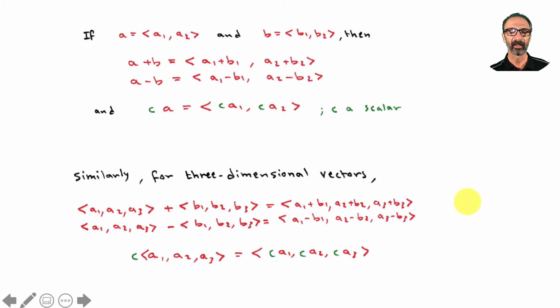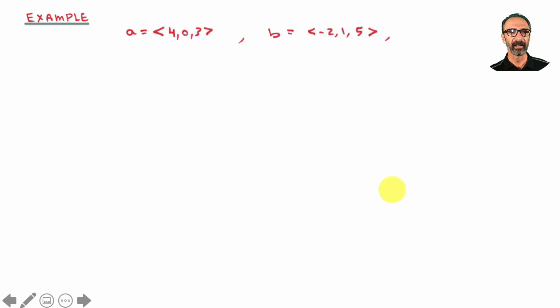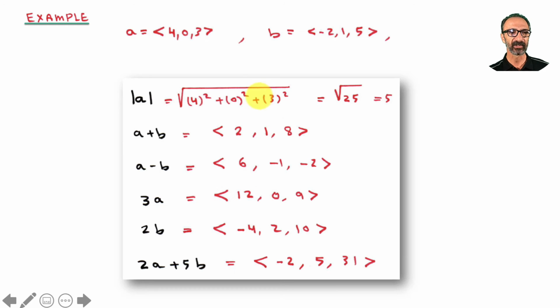Okay, let's take an example. A is 4, 0, 3, and B is -2, 1, and 5. What's the length of A? And what's the sum of A and B? The difference of A and B? It's all algebra steps, so I'm not trying to take too much of your time, so I have it all displayed for you. How do you find the length of A, or the magnitude? Take the square root of x squared, y squared, and z squared. Just do the math and apply it.